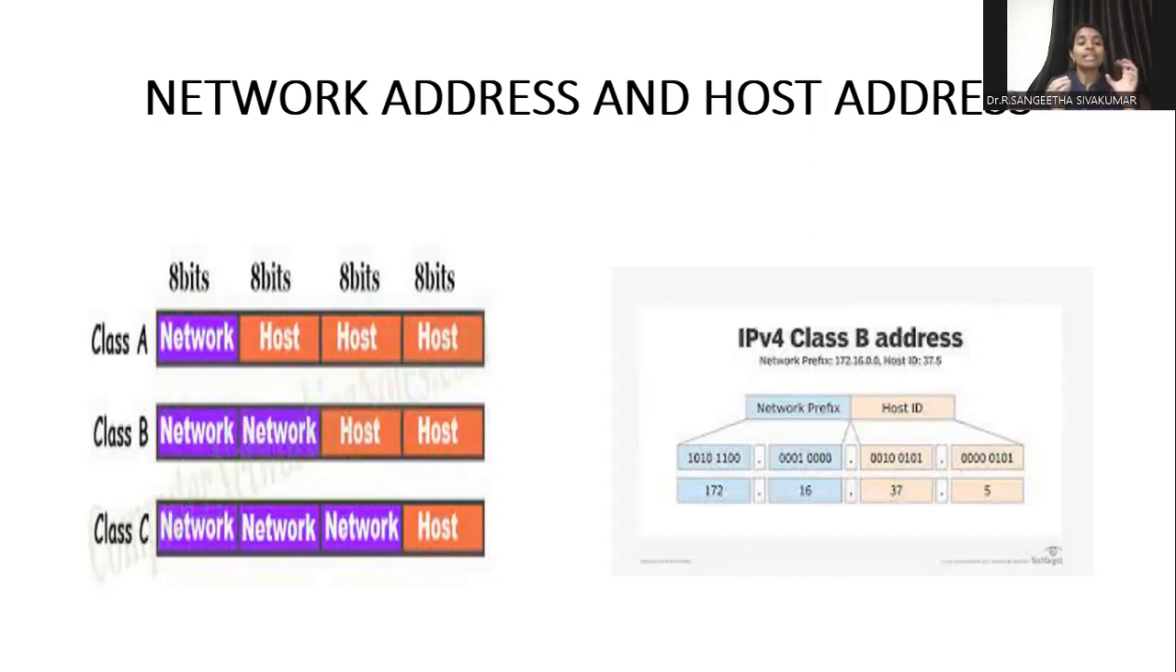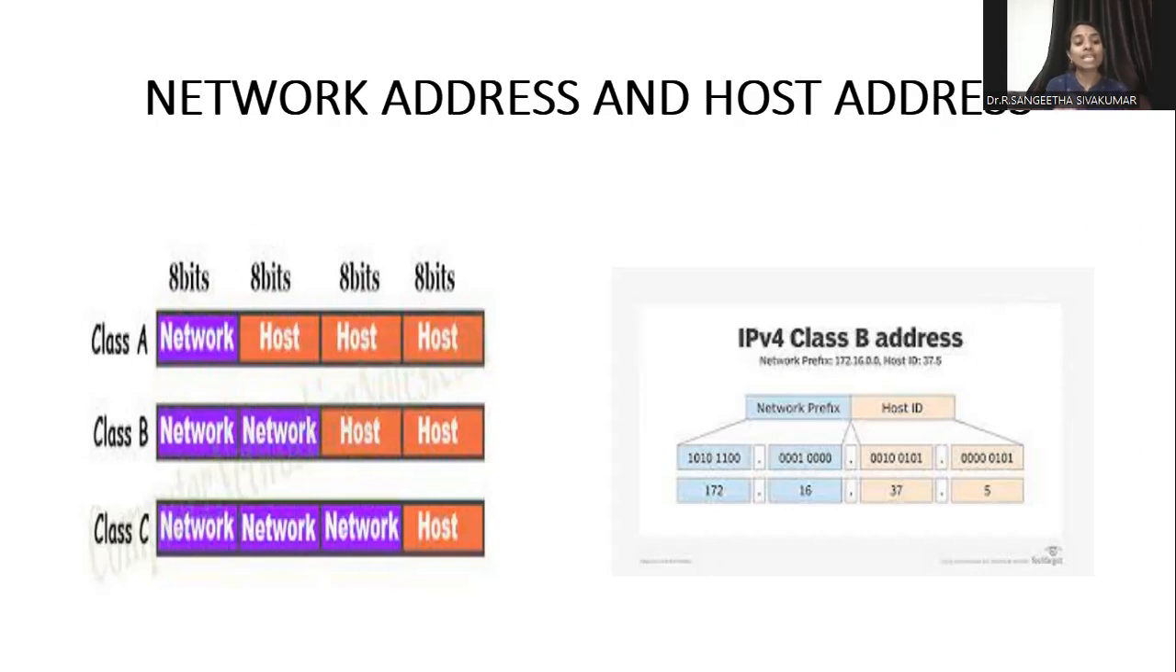Now we have class A, where the network consists of 8 bits. We have 4 separate octets; the 4 parts separated by dots are called octets, and each octet has 8 bits. The IP address belonging to class A consists of 4 octets, where the first 8 bits belong to the network and the other 3 octets belong to the host. Coming to class B, the first 2 octets belong to the network, and the next 2 octets belong to the host.